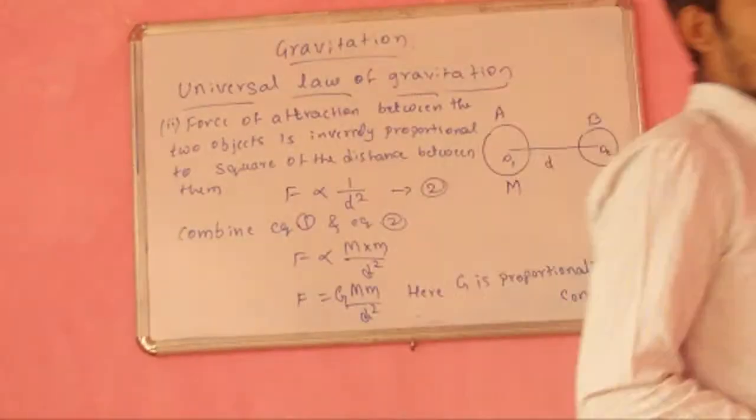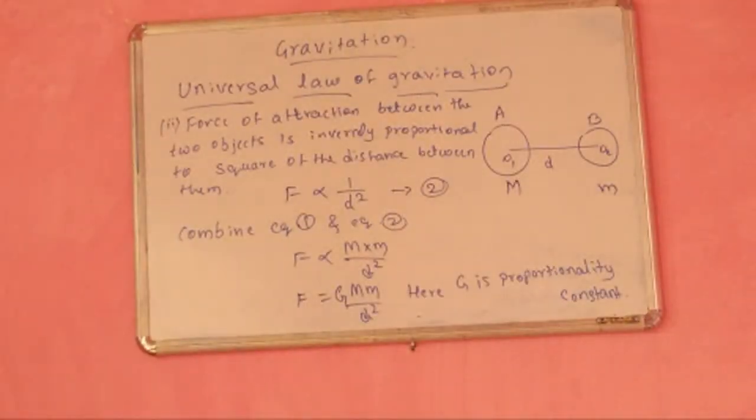Just look at the step. Here g is proportionality constant. How many of you understood this?